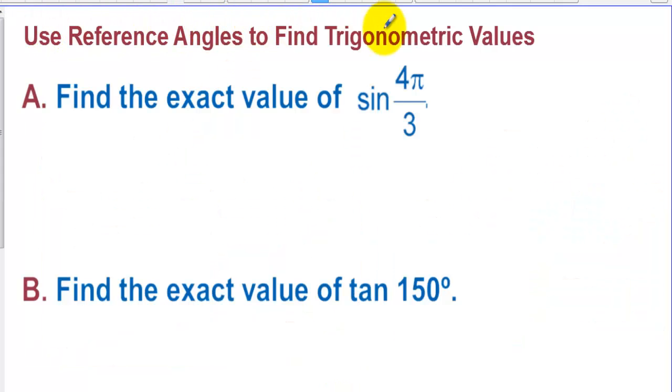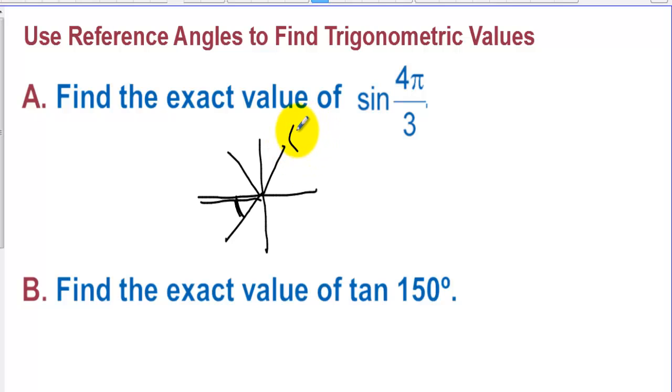Use reference angles to find trigonometric values. Find the exact value of sine of 4π/3. So let's find 4π/3. Here's 1/3, 2/3, 3/3, 4/3. So the reference angle for 4π/3 is just π/3.